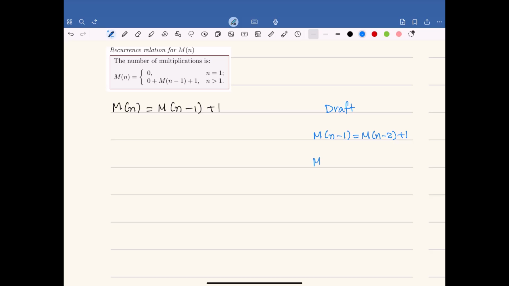The next iteration will be for m of n minus 2, which is equal to m of n minus 3 plus 1, and so on. Let us do the substitution. In step 1, we have the original recurrence relation. In step 2, we substitute for m of n minus 1. So m of n is equal to m of n minus 2 plus 1, because the value of m of n minus 1 is equal to m of n minus 2 plus 1 from the previous step.